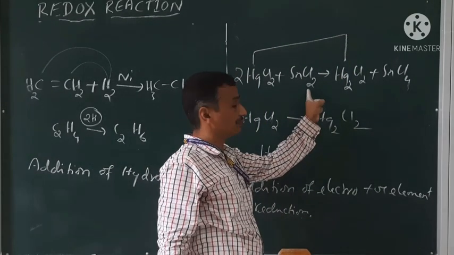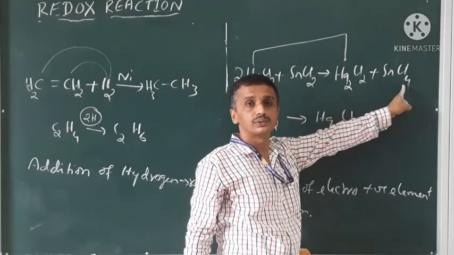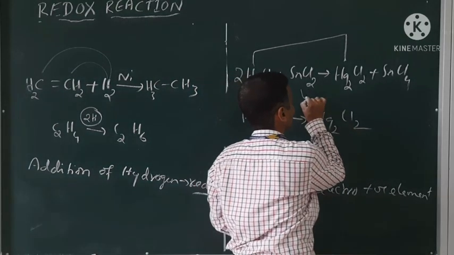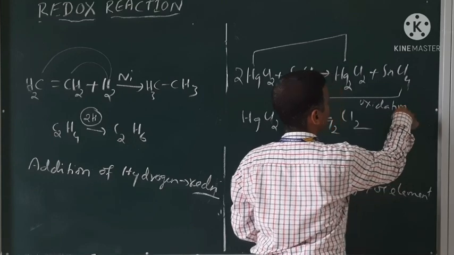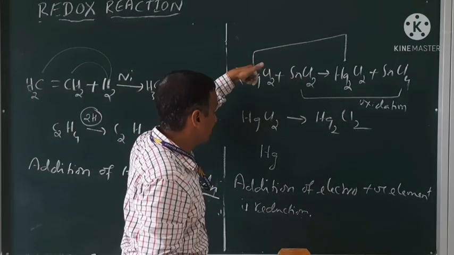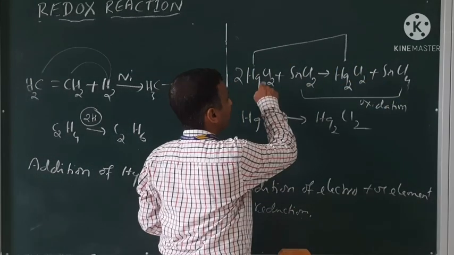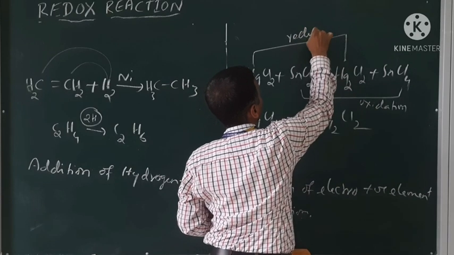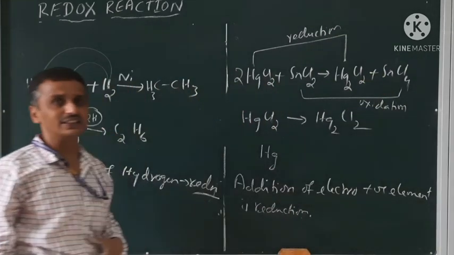And what about SnCl2 giving SnCl4? There was the addition of an electronegative element. This is undergoing oxidation. Are you getting this? So not the entire reaction is a reduction process. Only HgCl2 giving Hg2Cl2 is the reduction process, whereas SnCl2 giving SnCl4 is the oxidation process.